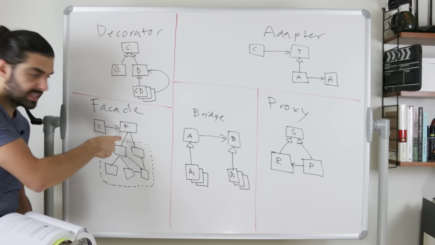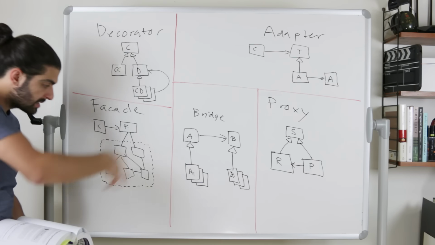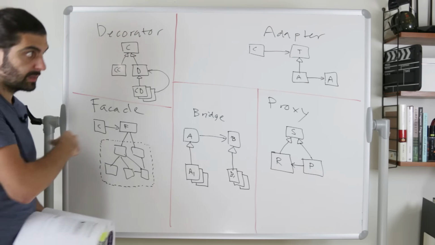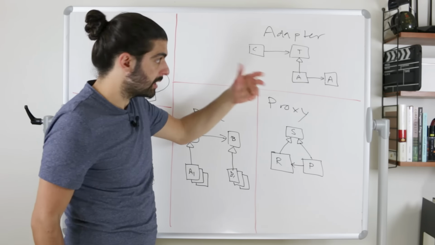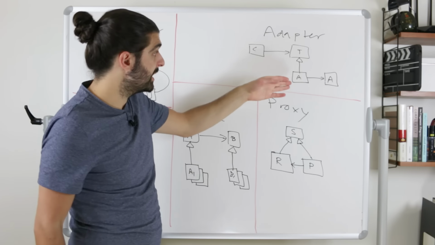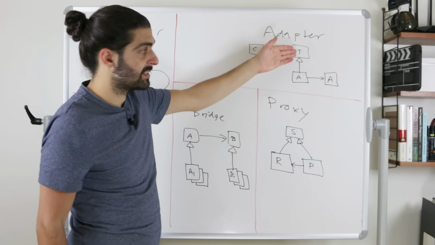It's not an implements arrow. And it's not necessarily a has-a arrow either. We're just stating that it somehow interacts with this complex subsystem. Whereas in the adapter pattern, this adapter here actually is a target, or implements the same interface as the target. So the adapter behaves as the target.